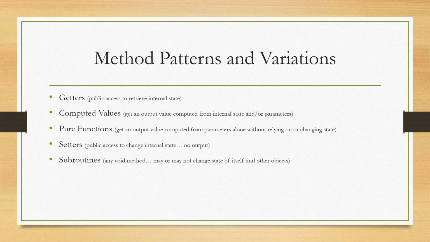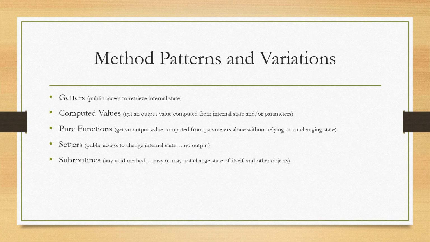It may or may not change the state of itself or other objects, right? So this last bullet point is me saying basically a method can do anything. There could be patterns I'm not talking about here. You could pass another object as a parameter to your object's method, and then in the middle of that method, call a state altering method on the object that was just passed in.